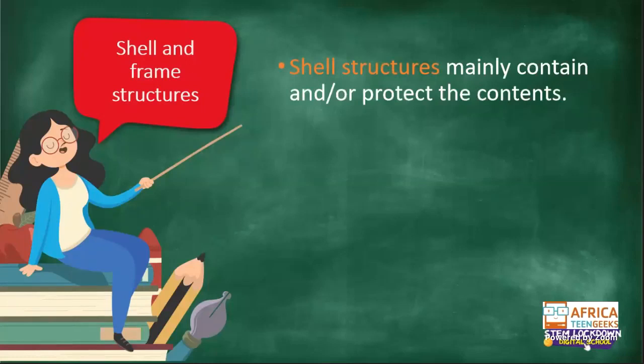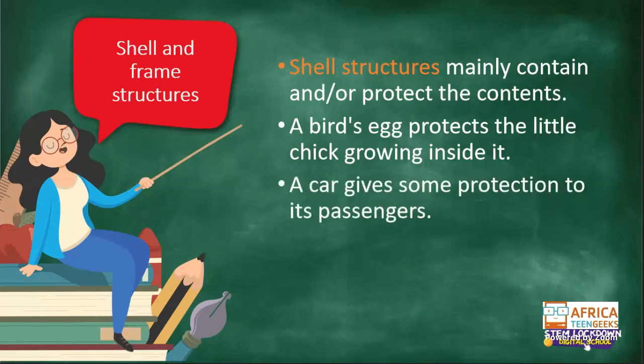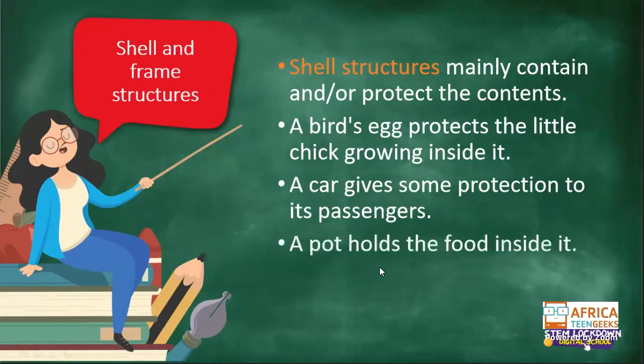Right, shell structures mainly contain or protect the contents of whatever is inside of it. An example is a bird's egg that protects the little chick that is growing inside of it. A car is another example. It can give some protection to its passengers. You see, it makes a shell around something that it wants to protect on the inside. Another example is a pot that holds the food inside it.